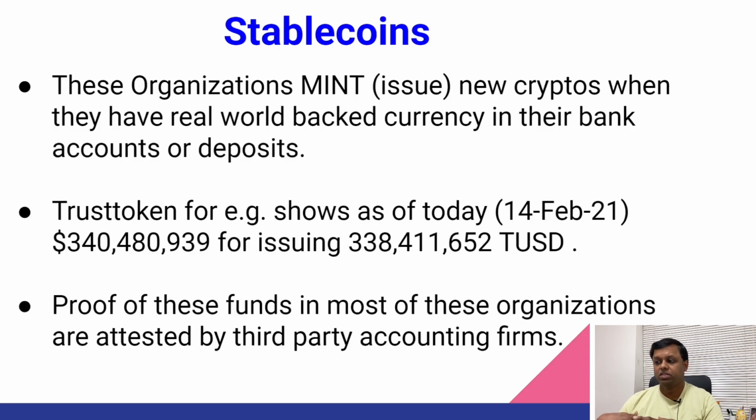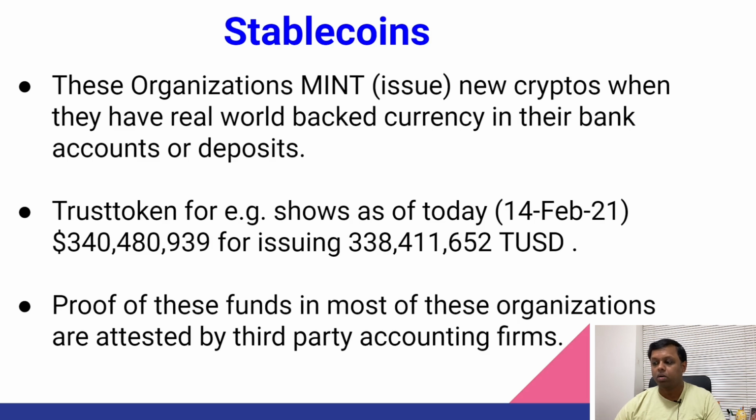These organizations mint new cryptos when they are able to deposit real money into their bank account, and they hold that real money as collateral. For example, TrustToken, as of the time I made the video, 14th Feb, had nearly $340 million in their bank account for issuing $338 million worth of cryptocurrency into the market. The proof of these funds, the fact that they are able to hold these funds, is very important.